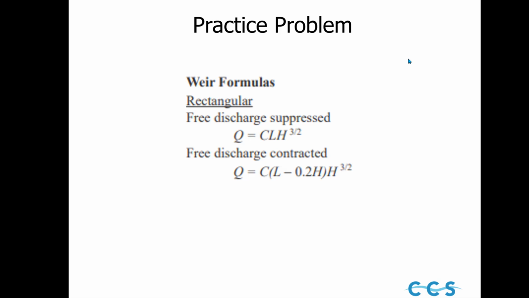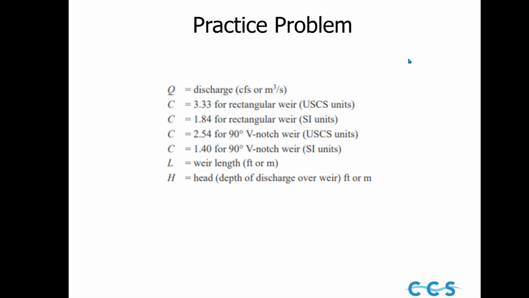You can do this using Control F if you're practicing. If you're on the test, there's a search bar; just look for rectangular weir and you should be able to find it. Here's the formula: free discharge, suppressed, Q equals C L H raised to the 3/2. That's the formula we're going to use. So we have the head, we have the length, but we need Q and C, or specifically we need C to find the discharge.